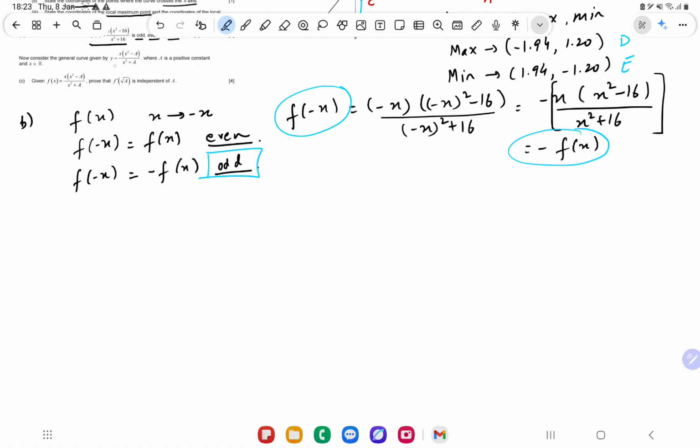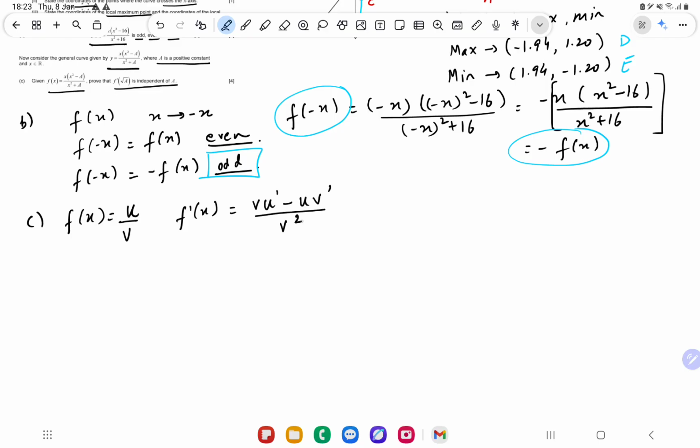For the C part, you have a different function as this, where a is a positive constant. And you have the function f(x) as this. We have to prove that f dash root a is independent of a. So first of all, we have to find the derivative, and then we will replace x with root a. So you can use the quotient rule. This formula you can see in your formula booklet also. If I want to take its derivative, it will be vu dash minus uv dash upon v square.